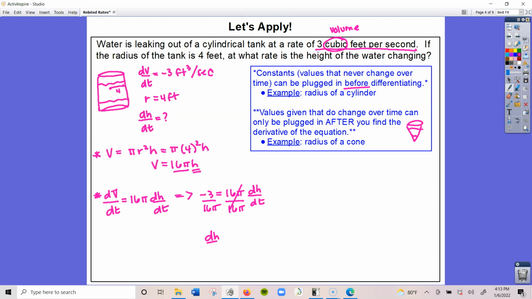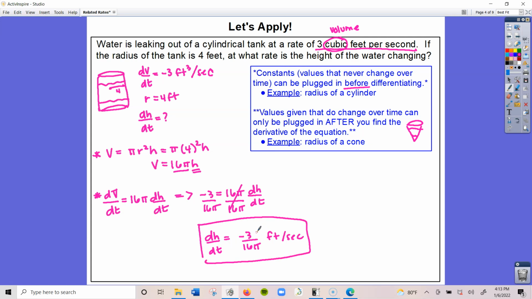So the rate of change of my height, dH/dt, is negative 3 over 16 pi, and my units would be feet per second. Here, remember, there is no exponent on my unit of measurement because this is not area, nor is it volume. So my unit of measurement is always singular. That's why it's feet, and then always over time, which is seconds.